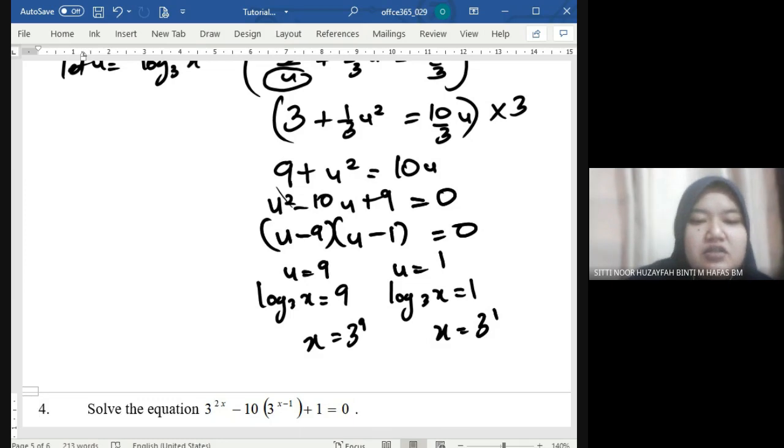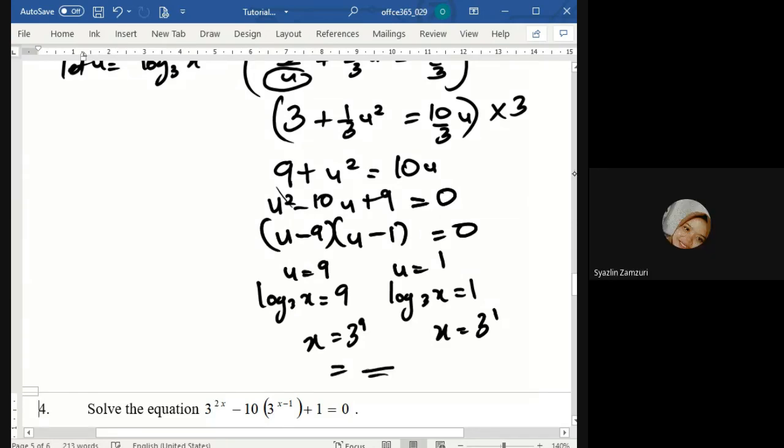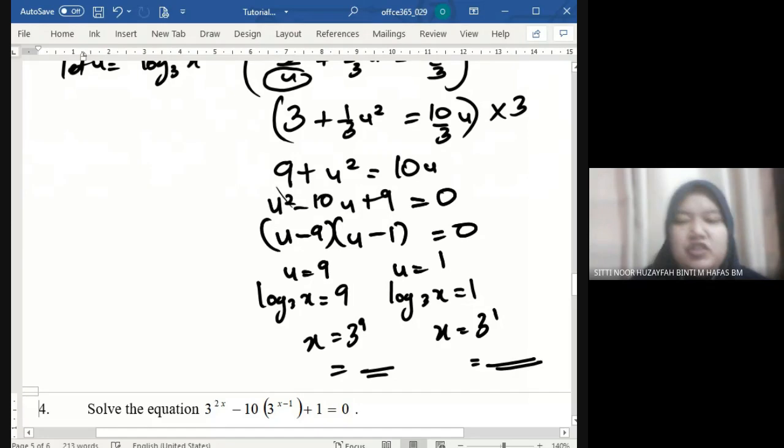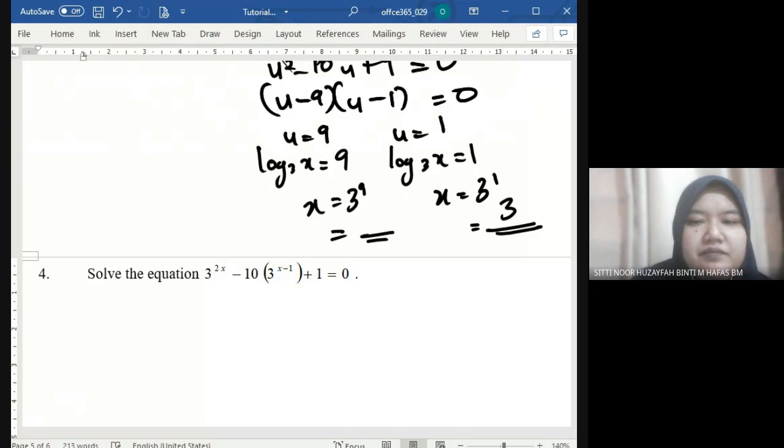Okay, so what is the final answer for this one? Use your calculator. So you get x equal to 3 and x equal to 19,683. Right? So press the calculator and see what x you get here. This one is confirmed 3. So that's for question number 3.